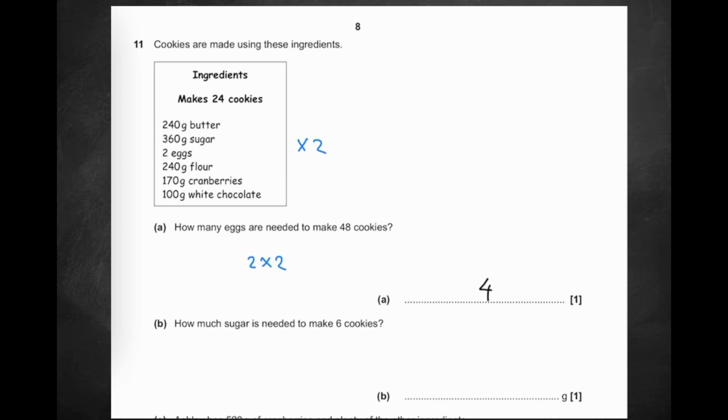Part B. How much sugar is needed to make 6 cookies? So in this case, we need to then divide by 4 to get from 24 down. So we're going to say 360 grams divided by 4, which is just 90 grams of sugar.